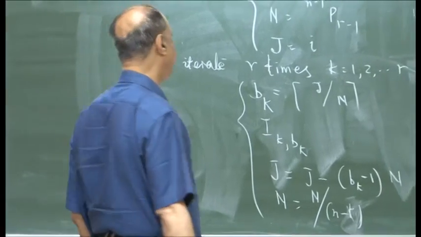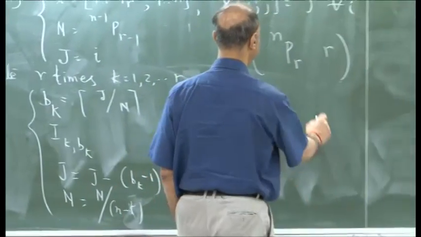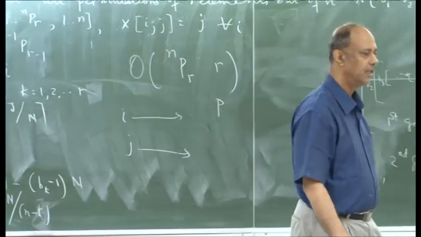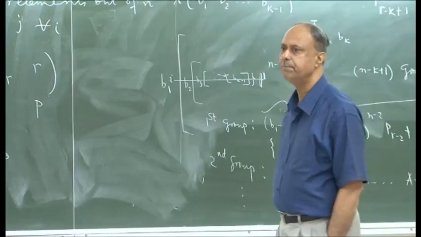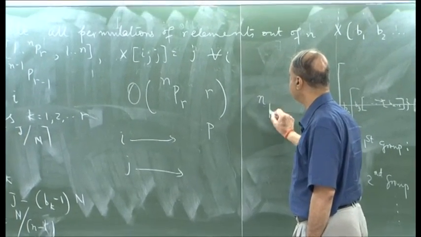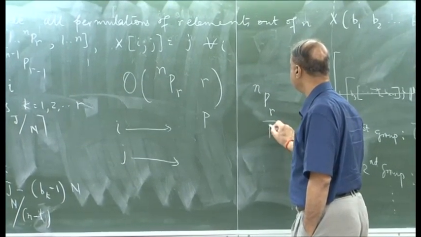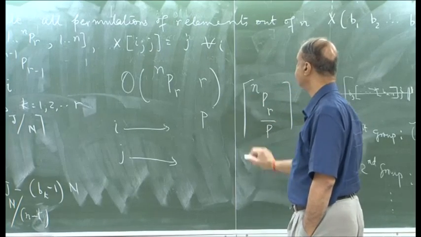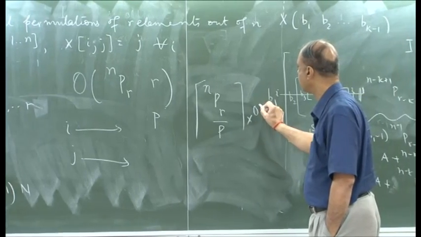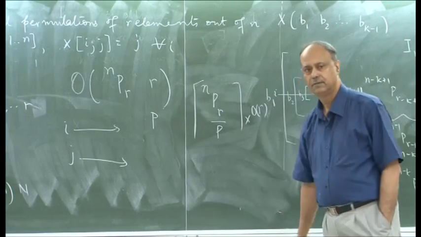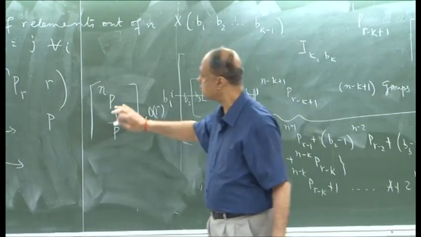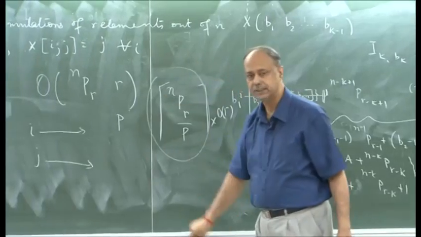So if I have P processors, to generate nPr permutations of r, I need nPr divided by P times, and each time you take order r time, because you have the P processors, and each processor will be generating that many permutations.